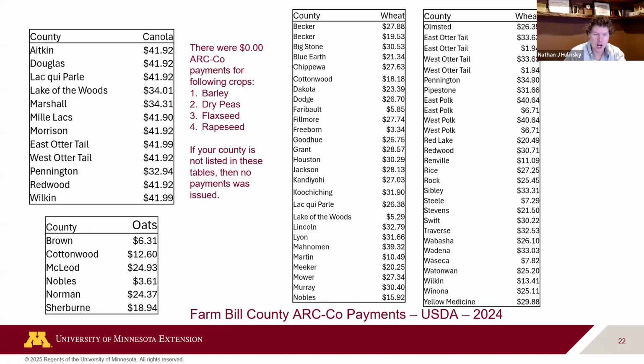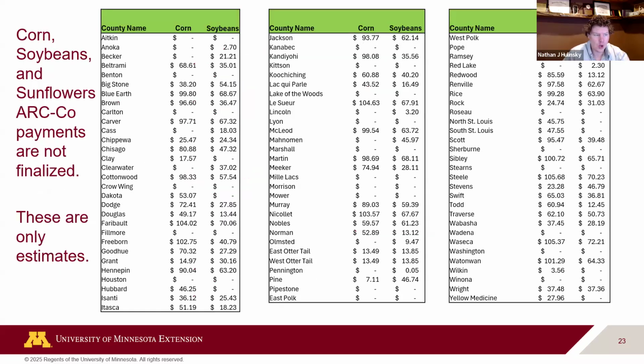And the two biggest crops grown in Minnesota are corn and soybeans. And we can see here, these are only estimates. The USDA has not finalized the calculations for this, but across Minnesota, there's some large payments going out. If we highlight Wright County on the bottom right, we can see there's an estimated about a $37 corn and soybean payment. So these payments are paid per acre on a farmer's base acres.